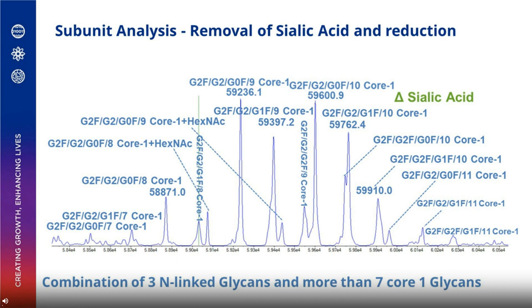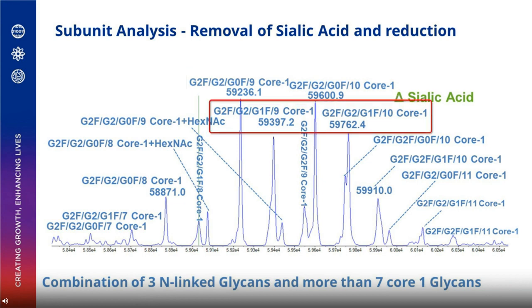The top 2 spectra, at about 50 kilodaltons here, most likely carry a combination of 147 G2F and 171 G2 and the Fc region G0F. This is the most abundant one, in combination with 9 core 1 O-glycans or 10 core 1 O-glycans in the 2 major peaks.